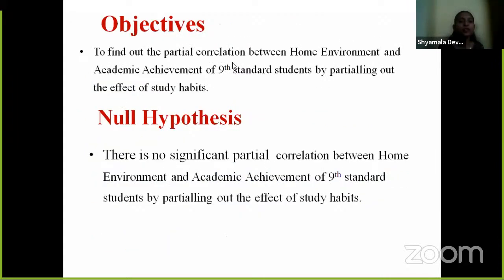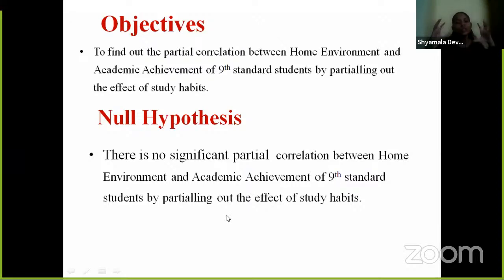And the objective is to find out the partial correlation between home environment and academic achievement of 9th standard students by partialling out the effect of study habits. Similarly, the null hypothesis is there is no significant partial correlation between home environment and academic achievement of 9th standard students by partialling out the effect of study habits.